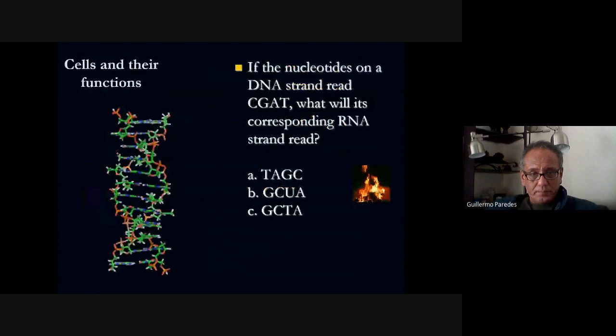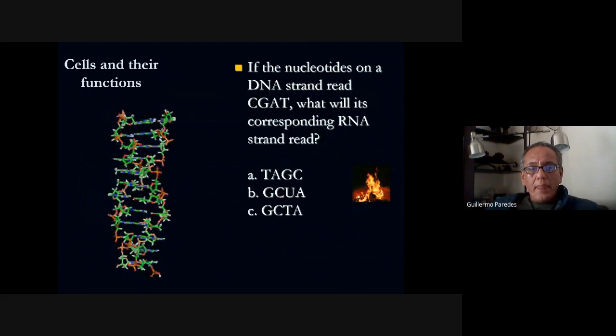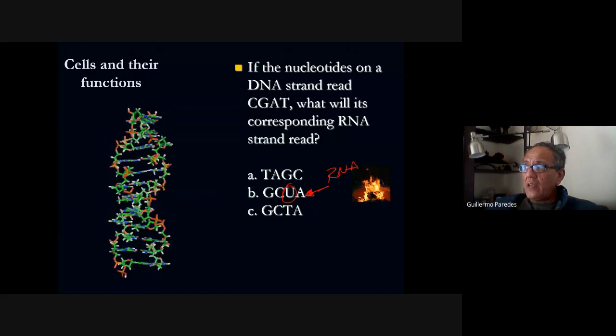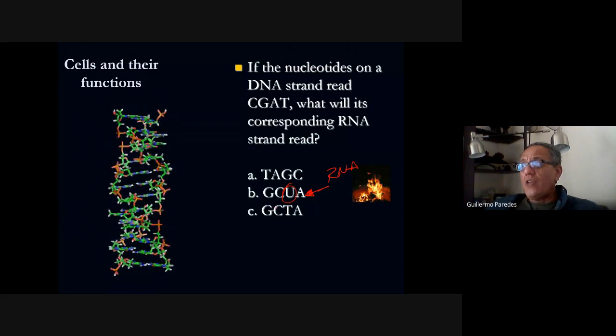Yes. So tell me one thing. Is this sequence B RNA or DNA? RNA. Very good. Why? Because you see the U here. And the DNA does not have U, uracil. The one that contains uracil is the RNA.